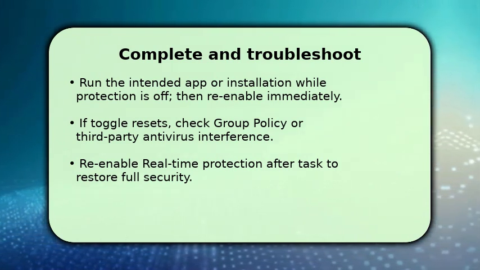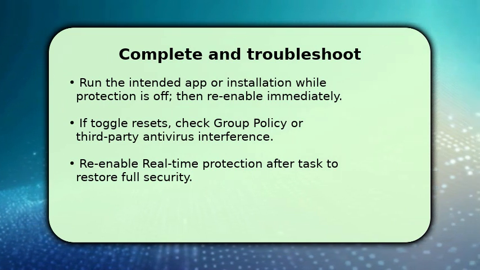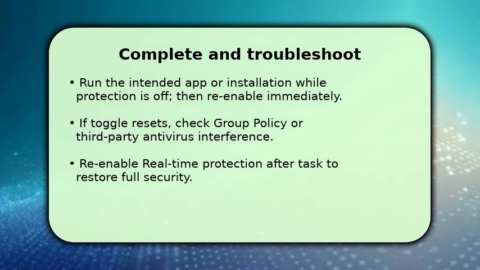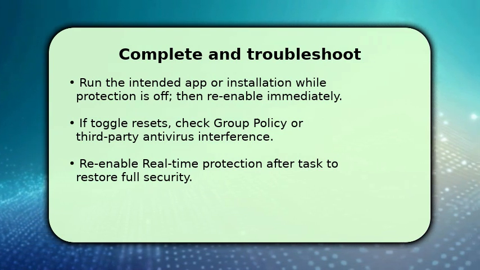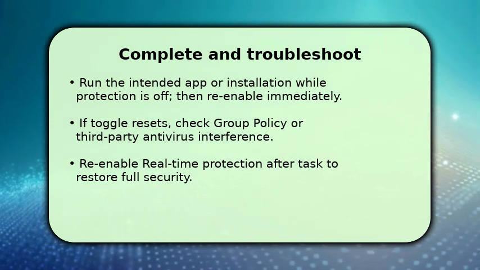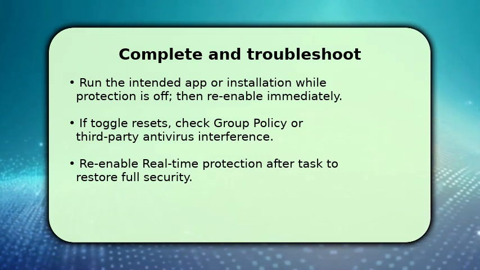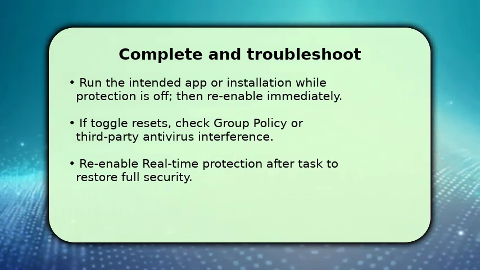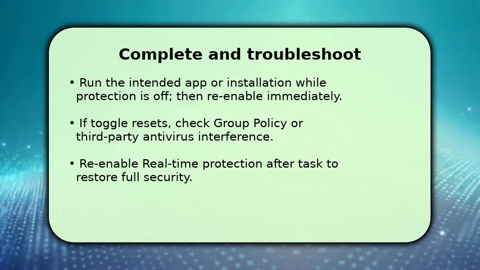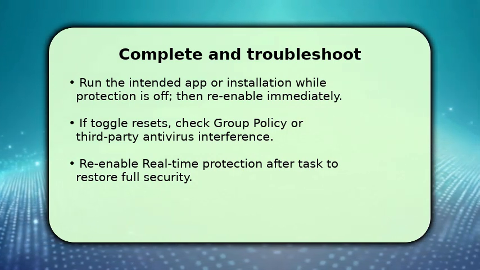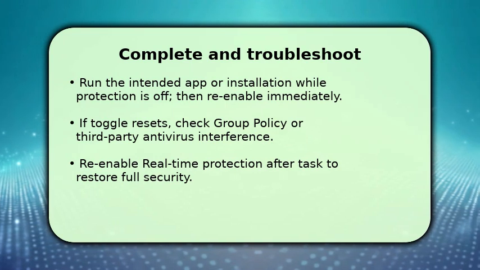If the toggle resets itself or is grayed out, open Gpedit.msc or Windows Security Settings to check group policy restrictions and verify no third-party antivirus is enforcing its own settings. Make sure to restart if prompted and confirm protection is active. If problems persist, update Windows and try again, then recheck security status.